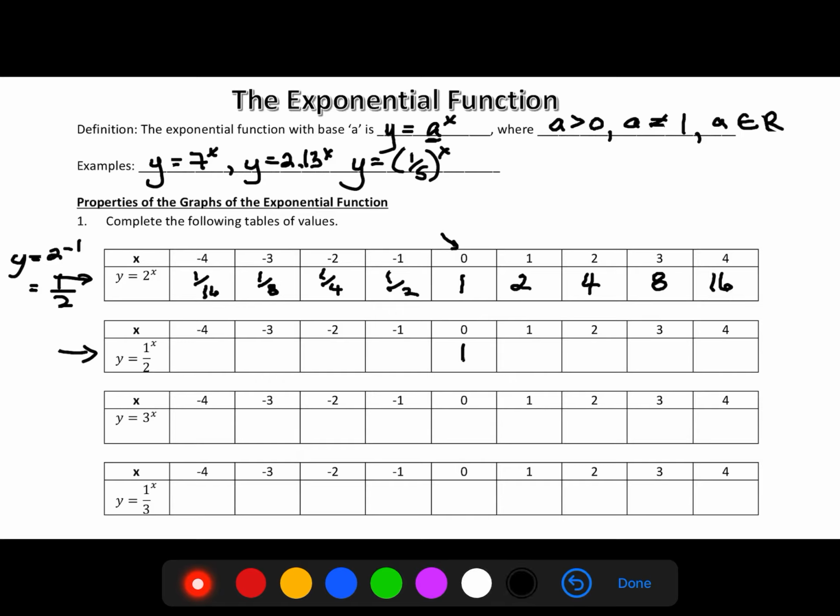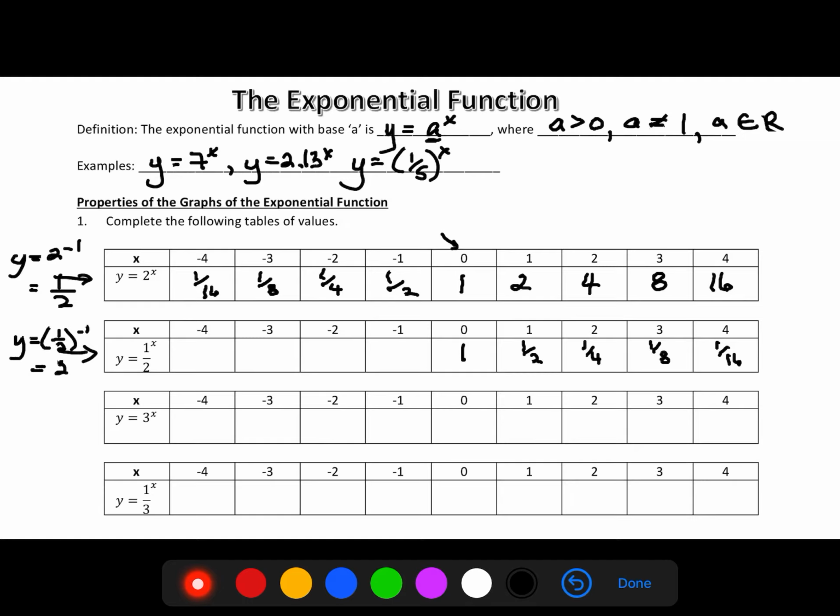For y equals 1/2 to the x, again, 1/2 to the power of 0 is just 1. Anything to the power of 0 is 1. 1/2 to the power of 1 is just 1/2. 1/2 squared is 1/4. 1/2 cubed is 1/8. And 1/2 to the power of 4 is 1 over 16.